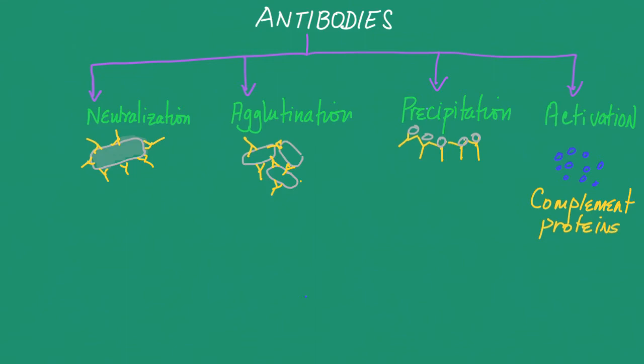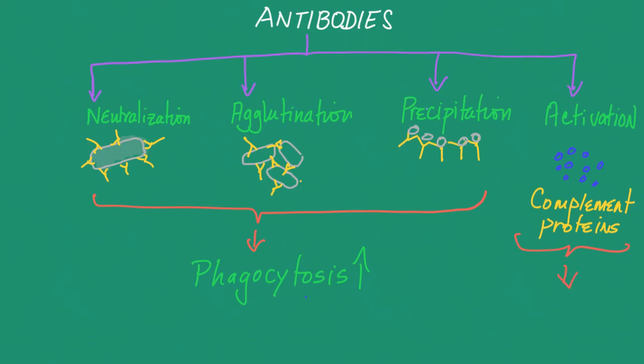Neutralization, agglutination, and precipitation make the pathogen and the free antigens or toxins produced by the pathogen more visible to phagocytes. In this way, phagocytosis is enhanced. Complement proteins, once activated, can make holes in the pathogen, causing the pathogen to be destroyed. We call that cytolysis. Remember, we said that cyto means cell, lysis means destroy or break down.